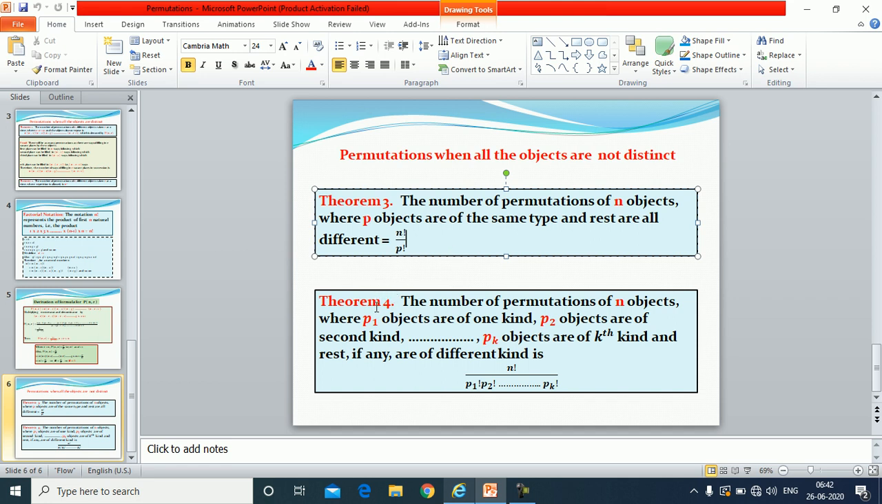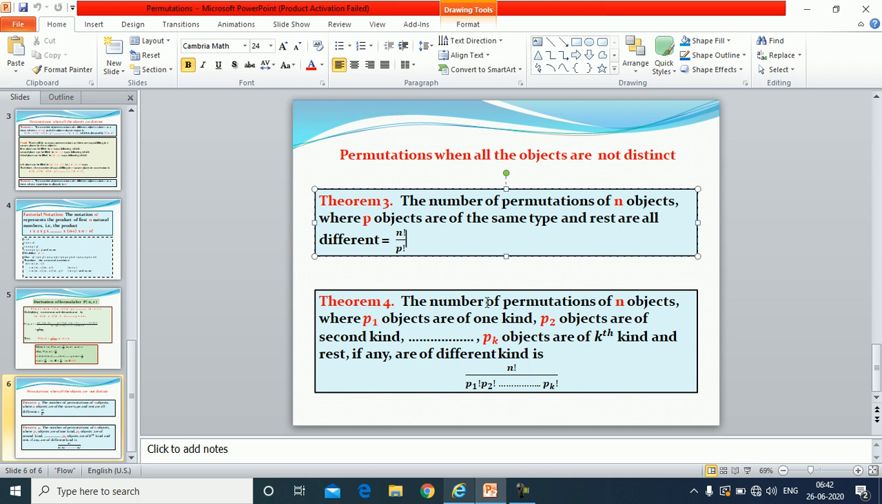Now let us increase the categories of objects which are identical or which cannot be distinguished. So the next one says the number of permutations of n objects, where P1 objects are of one kind, P2 objects are of second kind, and so on. So there are many categories of objects of the same kind. You take the word mathematics. When you take the word mathematics, you will find there are many letters which are getting repeated. M itself comes 2 times. T gets repeated. In the same way, there can be other letters which are getting repeated.